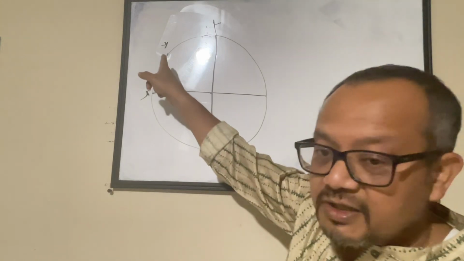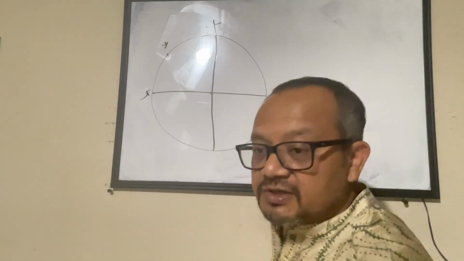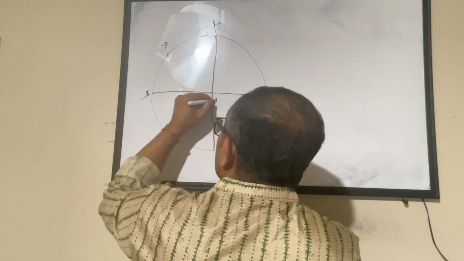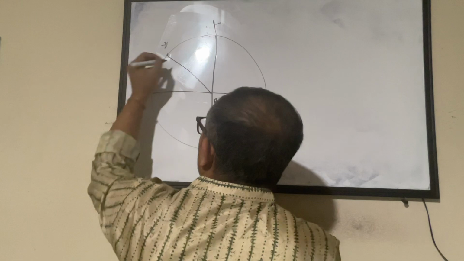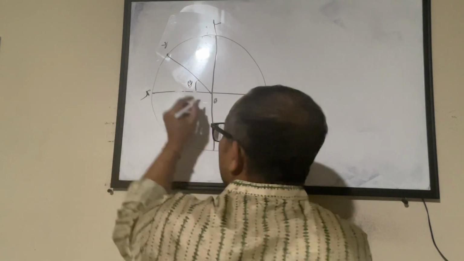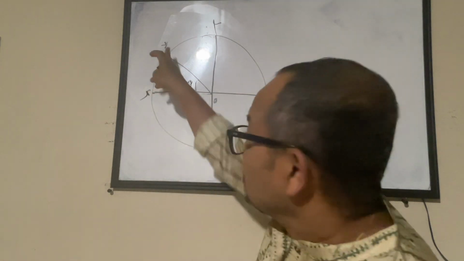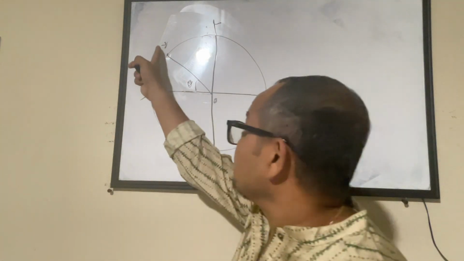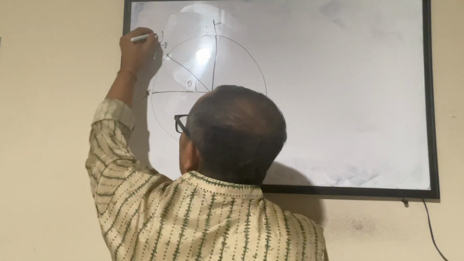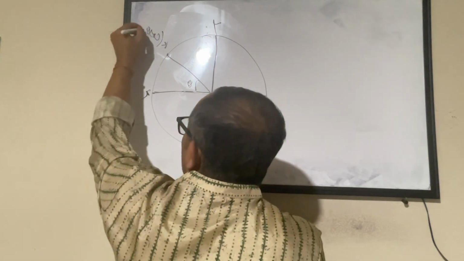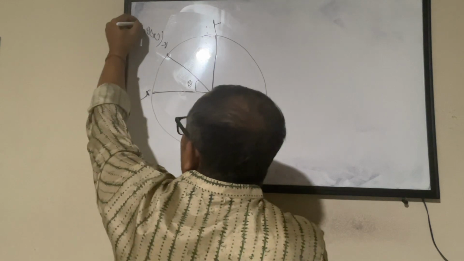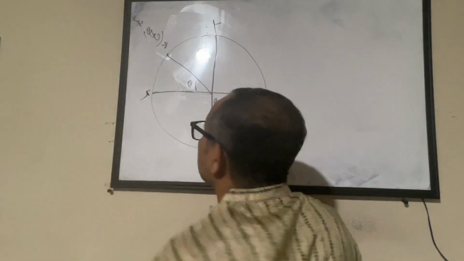Do you guys remember what we found? This is my origin, and I will join this point. So this makes an angle theta with the x-axis. Do you remember what the coordinates of this point would be when it makes angle theta? The x coordinate will be cos theta, and the y coordinate will be sine theta.